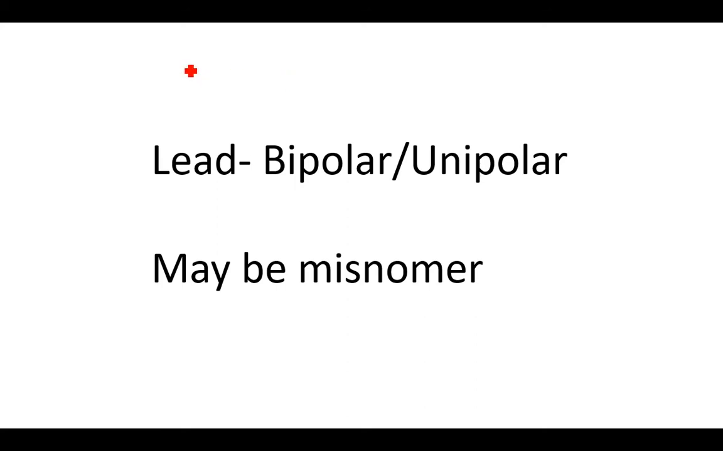So if point A is an electrode, and point B is an electrode, and I connect these two points and keep a voltmeter in between, that constitutes a lead, and the lead measures the potential difference between point A and point B. So a lead is always bipolar, but traditionally in ECG all the chest leads we call unipolar leads, but they are also bipolar leads. So the term unipolar lead may be a misnomer.